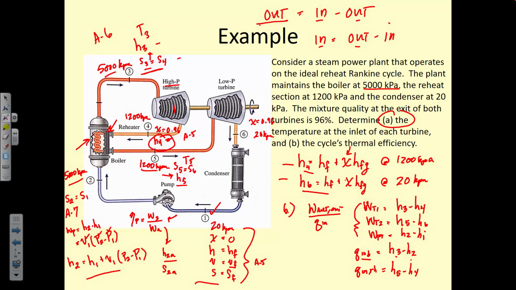Okay, so we solved this. We just need the actual property values, which we would get from the tables, and we'd be very careful during an exam to look up the right property values using the right tables. Yes? You add the turbine and then subtract the pump, right? Correct. So it's work of turbine 1 plus work of turbine 2 minus work of the pump for the work net out. And the Q in is Q in of the boiler plus Q in of the reheat process.